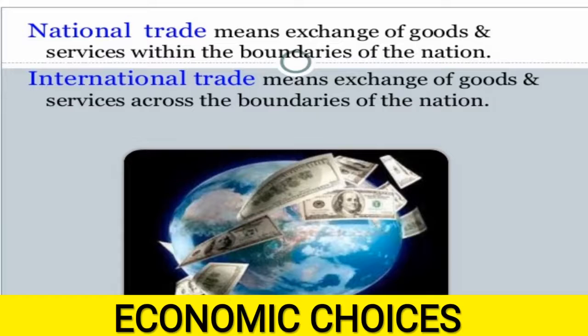So let me read again the definition of national trade. Guys, national trade means exchange of goods and services within the boundaries of the nation, and international trade means exchange of goods and services across the boundaries of the nation. Guys, a country usually uses money to pay for goods and services. And guys, goods can be cloth, food, machinery parts, sports, and furniture, etc.